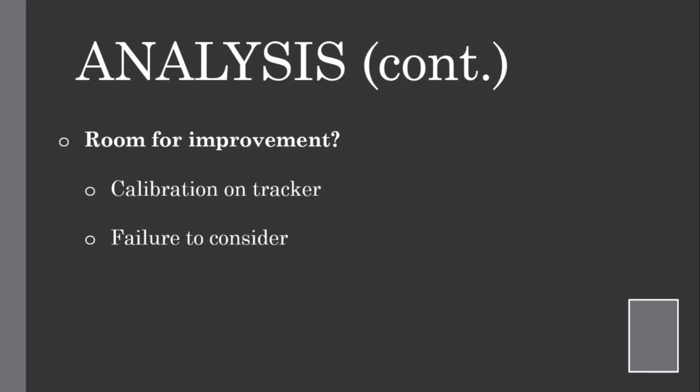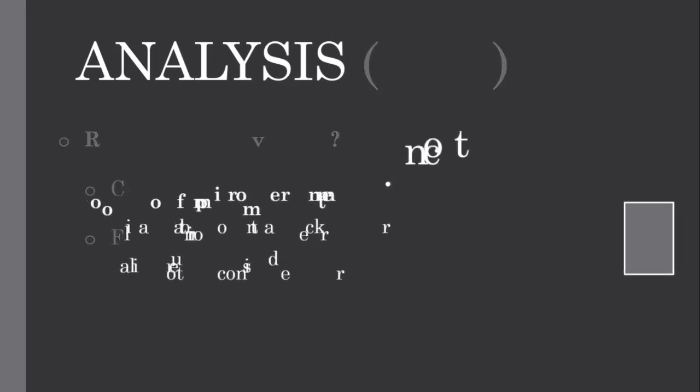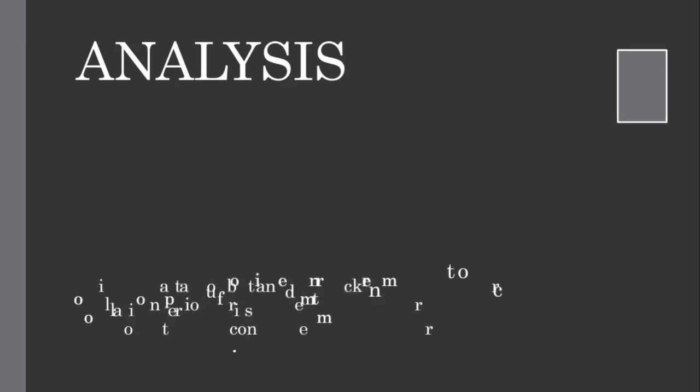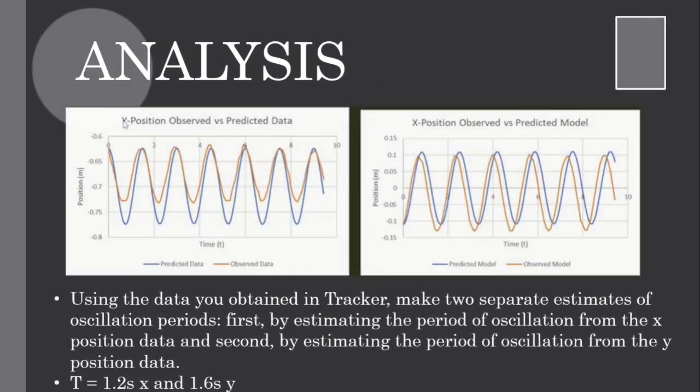What were some improvements that we could have made to this experiment? Well, for one, the calibration on the tracker may have been a little off, and there was a failure to consider drag and other external sources such as heat transfer that would have changed the motion and the forces within the system.